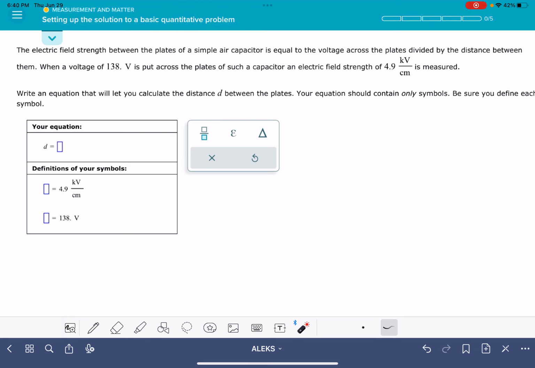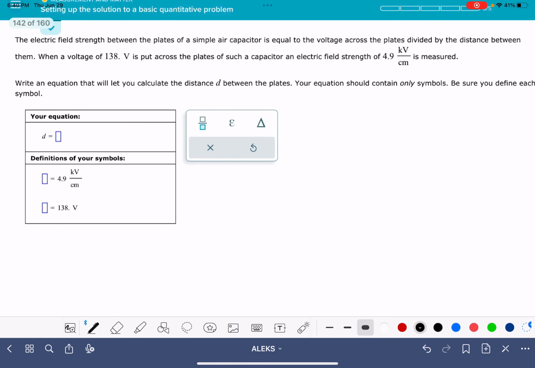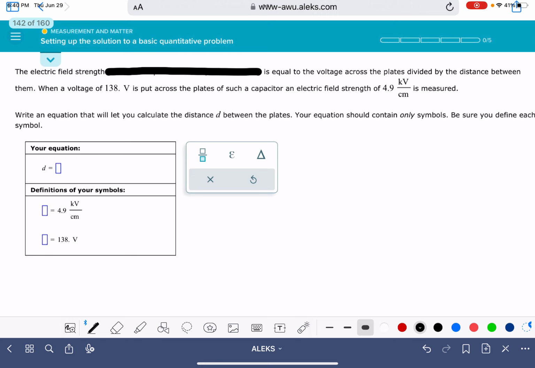The first thing that you need to do for this problem is take these words and turn them into some sort of equation, which is actually pretty tricky. So I'm just going to start by reading through this statement and coming up with an equation that matches this first sentence. So this is saying the electric field strength between the plates of an air capacitor is equal to. So I'm going to get rid of some of this information because I think it's not necessary. The electric field strength is equal to something. Rather than try to use variables, I'm just going to phrase this with words.